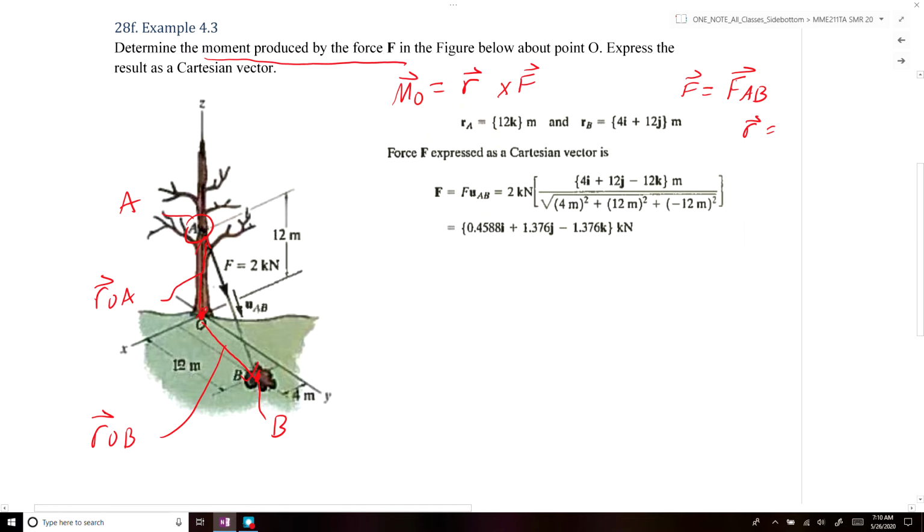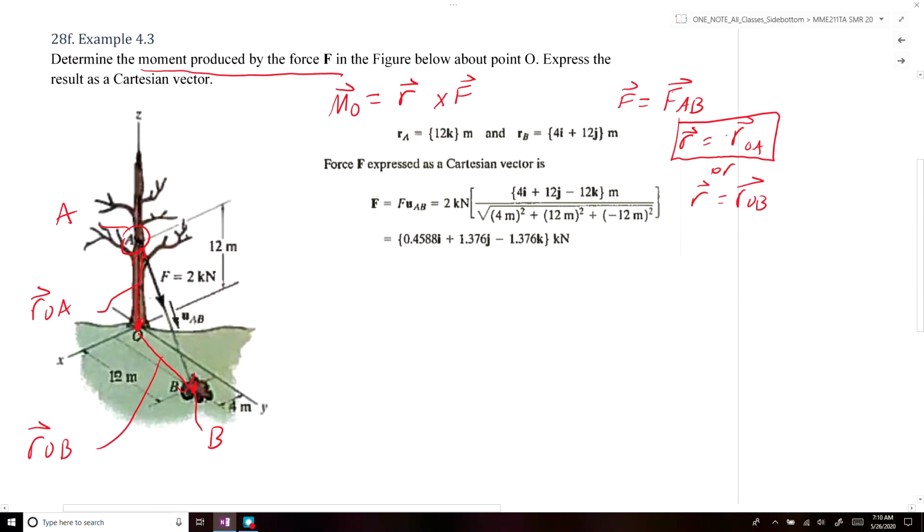So you can either use ROA, or you could define it from point O to point B. Either of those would be fair to use. We're going to use the position vector from point O to point A in this example problem, but you could definitely do position vector from point O to point B.